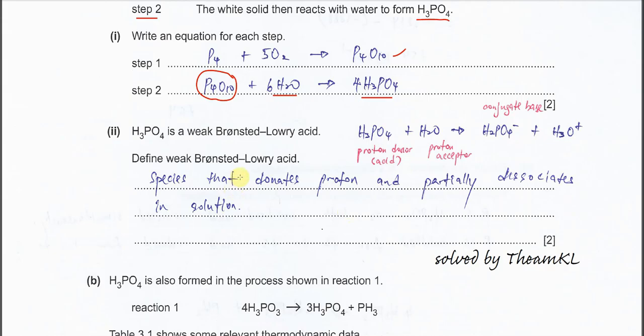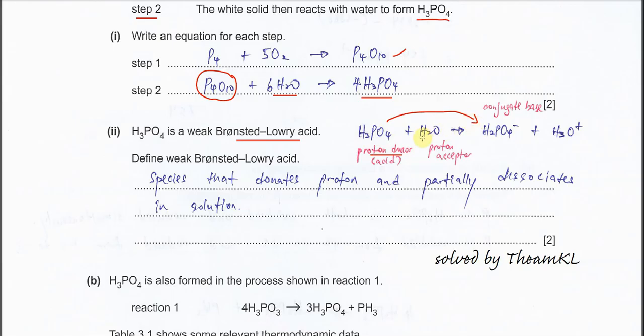H3PO4 is a weak Bronsted-Lowry acid. Then you need to know what the acid is about. For the Bronsted-Lowry acid, we know that it's always a proton donor. Means it will donate one proton out and others will gain the protons. I give one example with H3PO4. H3PO4, when it reacts with water, will release one proton and form H2PO4 negative.